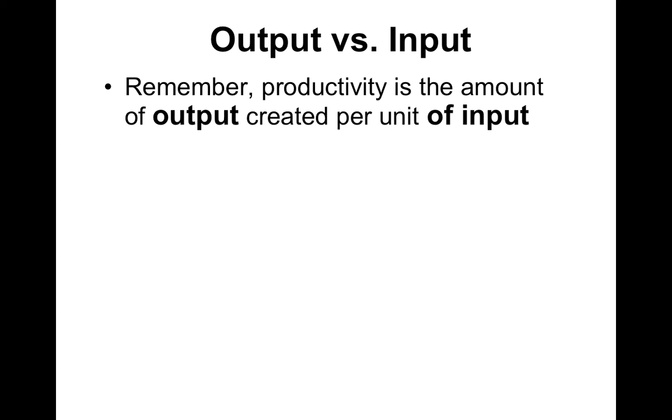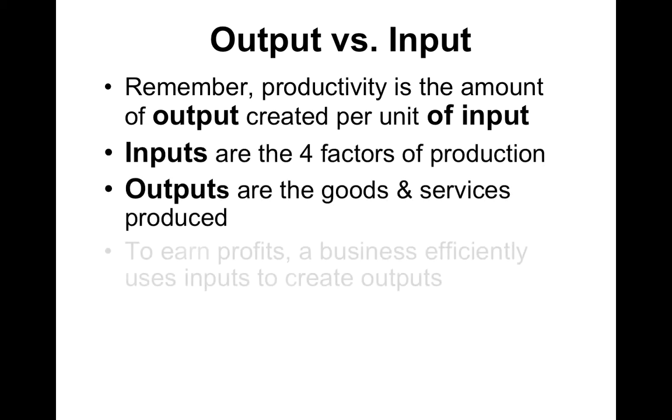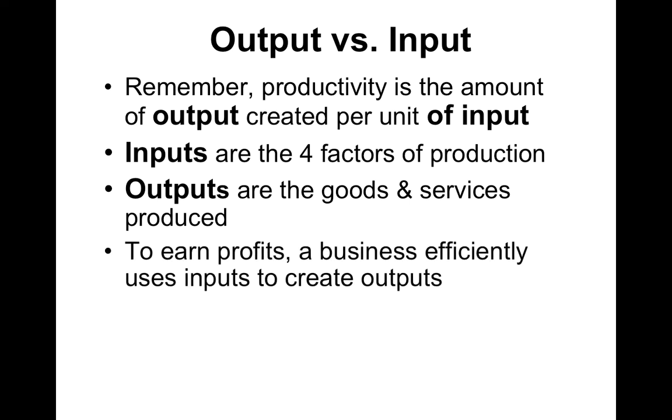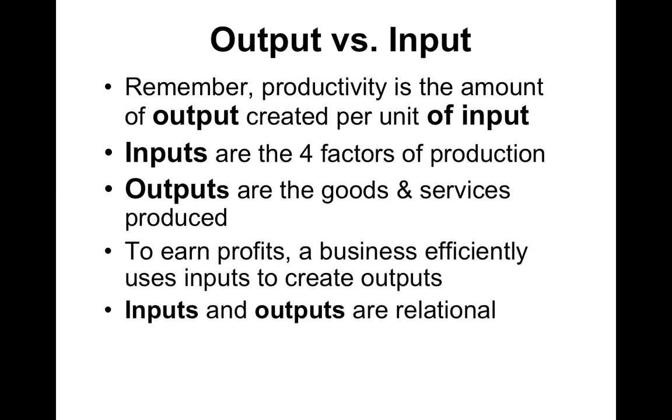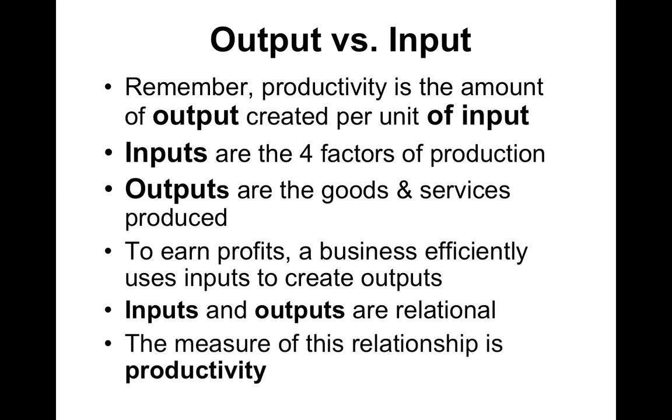All right, so output versus input. Remember that productivity is the amount of output created per unit of input. And our inputs are all of our factors of production, the four factors of production. So all the land, the entrepreneurship, the labor, and the capital, and time are all the inputs. The output is the product, the good or the service that is being produced. To earn profits, a business efficiently uses inputs to create their outputs. Inputs and outputs are relational. The measure of this relationship is called productivity.